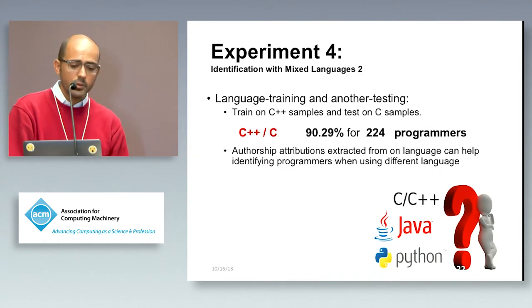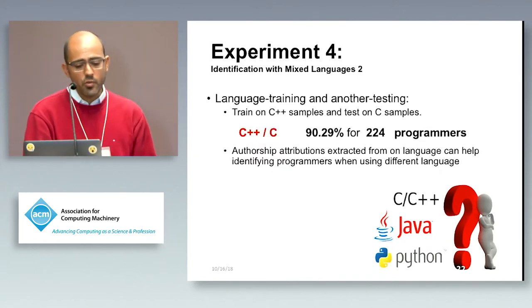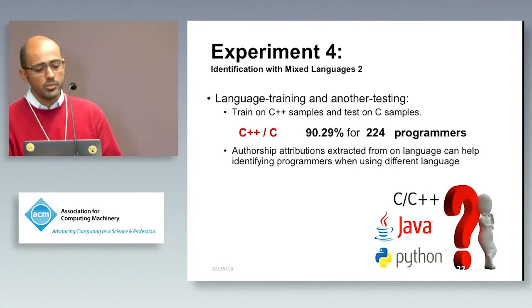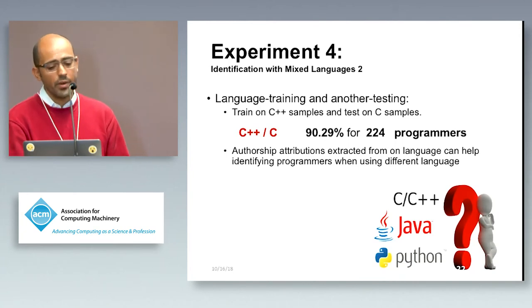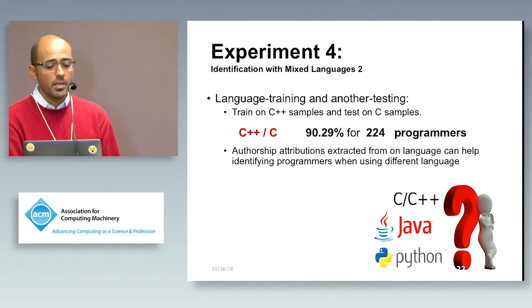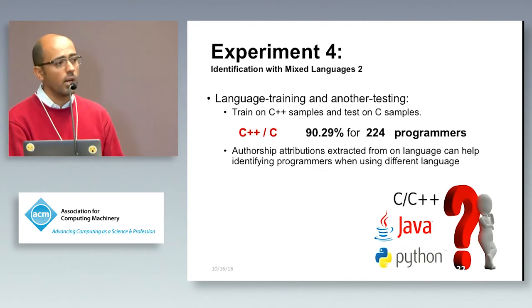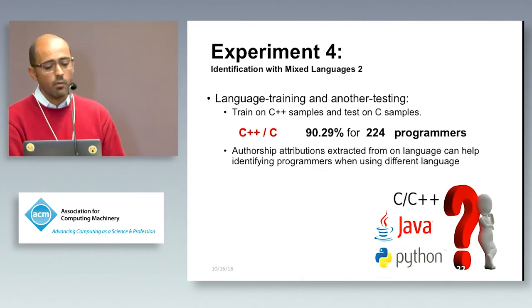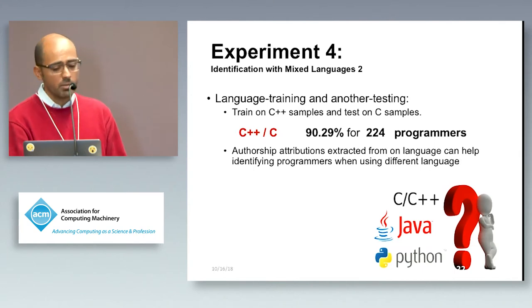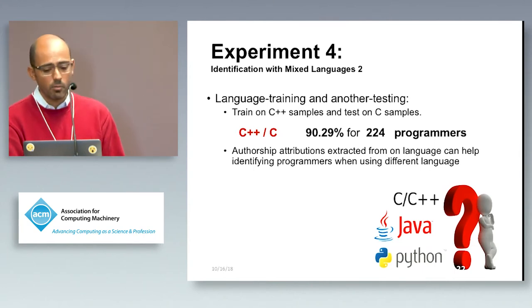Now, we also do this with a model that is trained with one language and tested on another language. We start with C++ as our training data, and then test the identification for codes that are generated using C, and we were able to achieve 90.29% accuracy for 224 programmers.